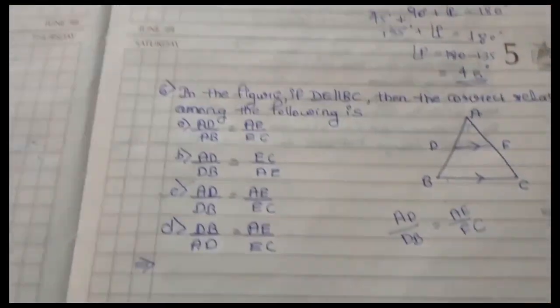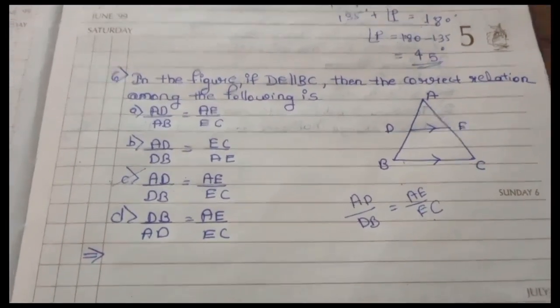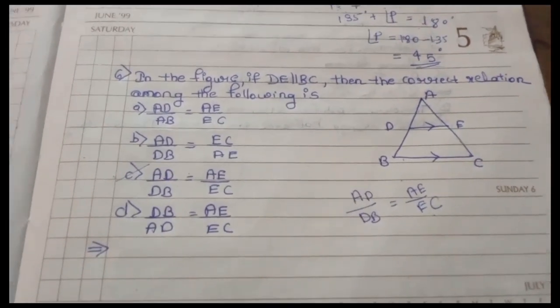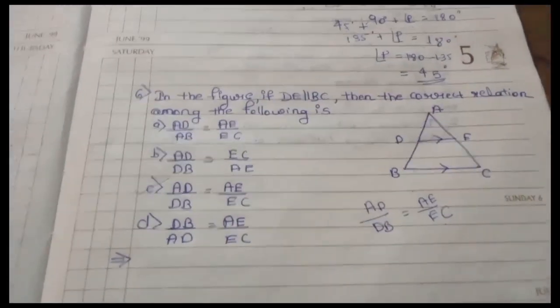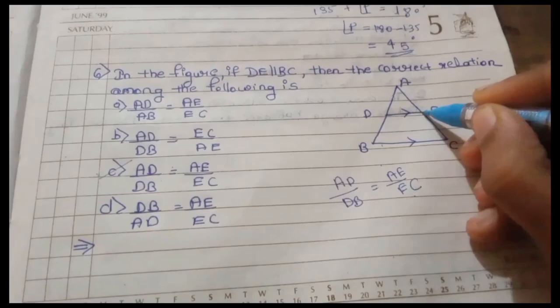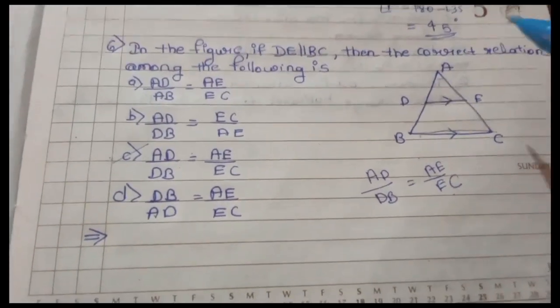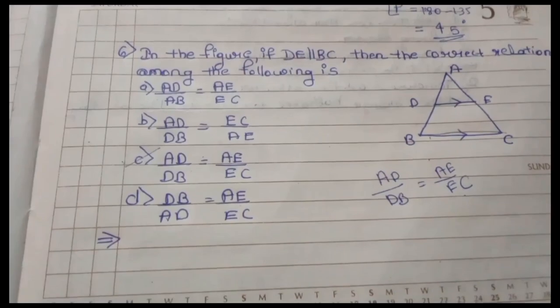The next question. In the figure, if DE is parallel to BC, then the correct relation among the following is. So in the figure, they say DE is parallel to BC. This is DE, this is BC. They both are parallel. Then the correct relation among the following is.